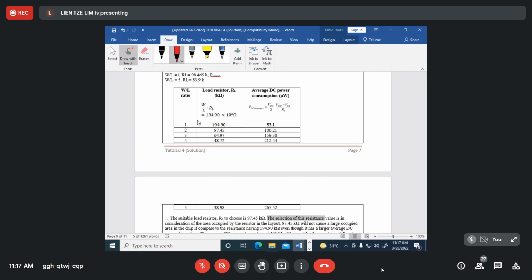Since the width over length given is from 1 to 5, we can actually determine the other 5 load resistances. We can list them all. Then when we want to choose the suitable RL, we need to see the power consumption. Among all, these two are the lowest ones. And when we choose the RL with the lowest power consumption, we also have to see the width over length.